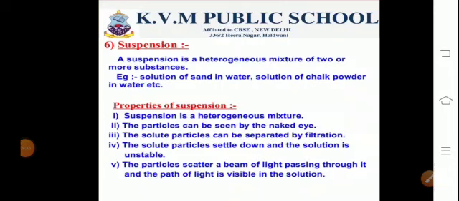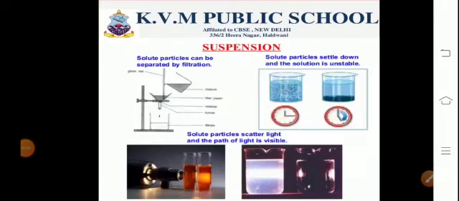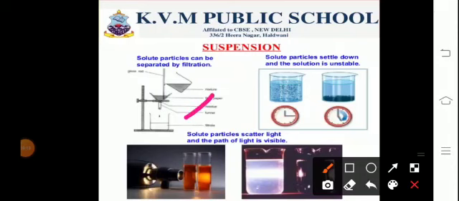Example, sand and water. Because the particle size is very large, they do not show the Brownian movement. To some extent, they can scatter a beam of light. In a suspension, the solute particles can be separated by filtration. The solute particles settle down after some time, making it unstable in nature. The solute particles up to some extent can scatter the path of light.